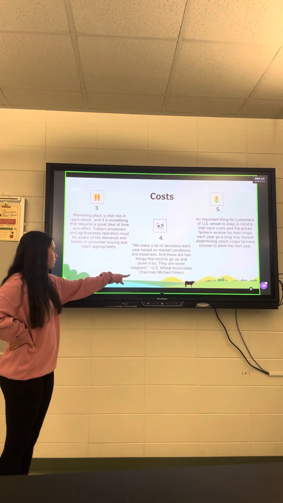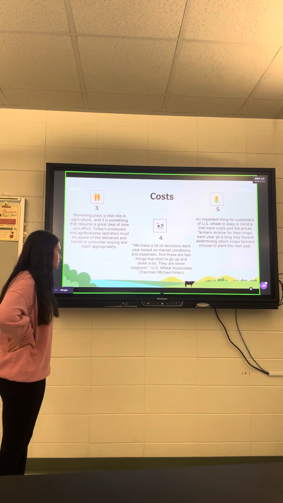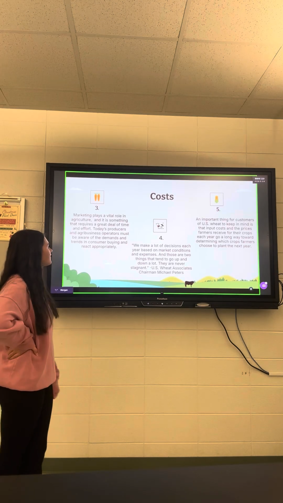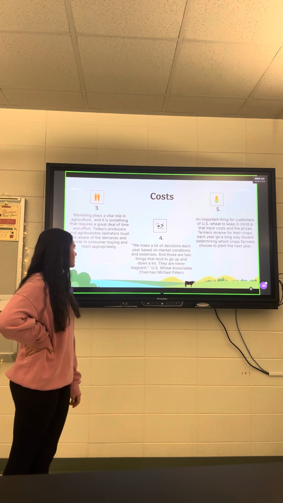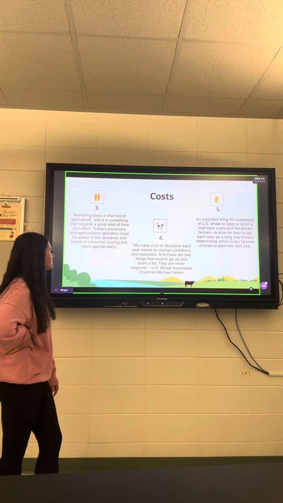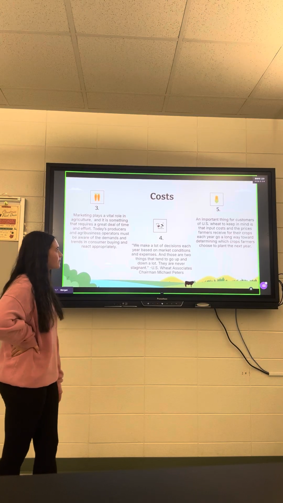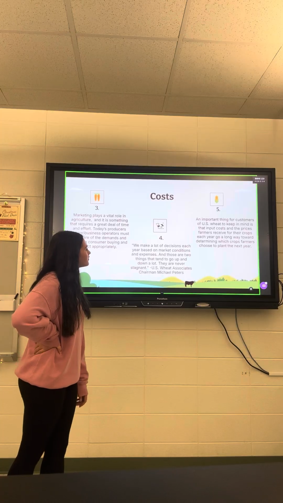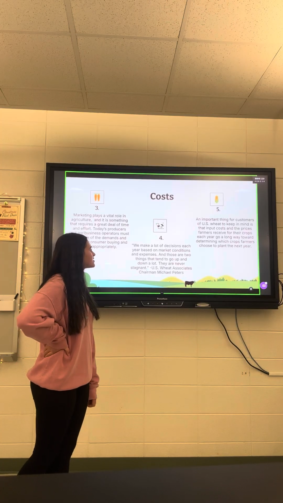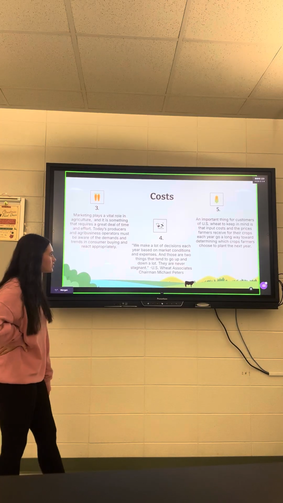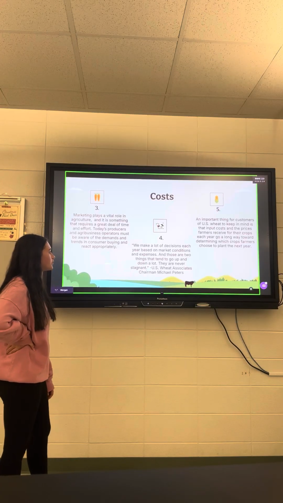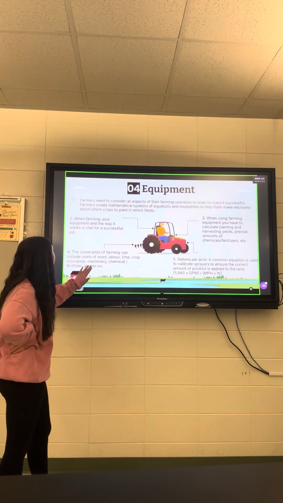One of the quotes from the U.S. Wheat Associates Chairman Michael Peters is, "We make a lot of decisions each year based on market conditions and expenses, and those are two things that tend to go up and down a lot. They are never stagnant." An important thing for customers of U.S. wheat to keep in mind is that input costs and the prices farmers receive for their crops each year go a long way toward determining which crops farmers choose to plant the next year.